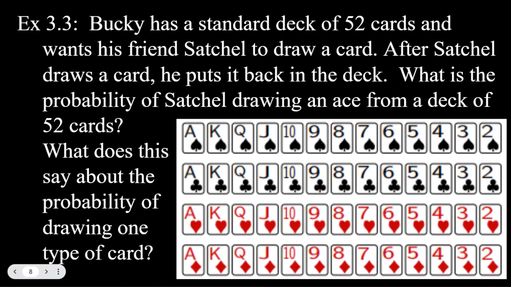Example 3.3, lots of words on this one. Bucky has a standard deck of 52 cards and wants his friend Satchel to draw a card. Notice I've given us the picture of all the different cards in a deck, not counting the jokers. After Satchel draws a card, he puts it back in the deck. What is the probability of Satchel drawing an ace from a deck of 52 cards?